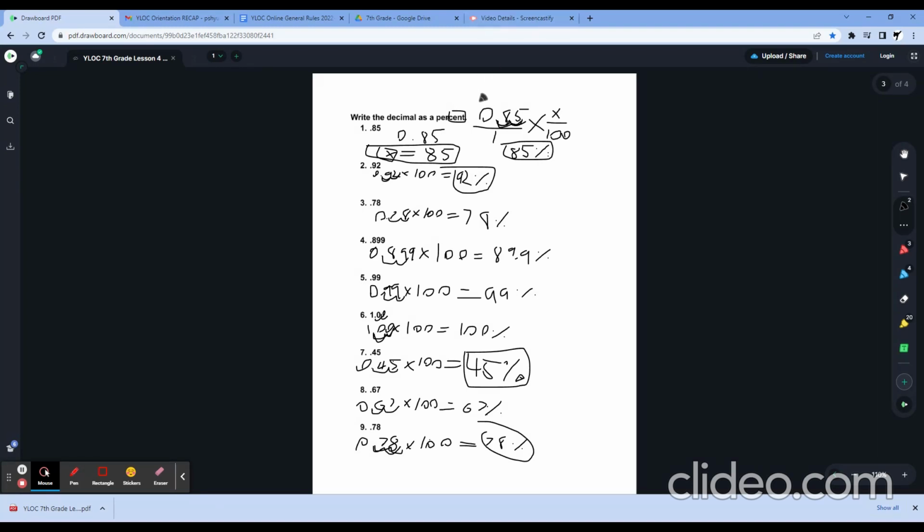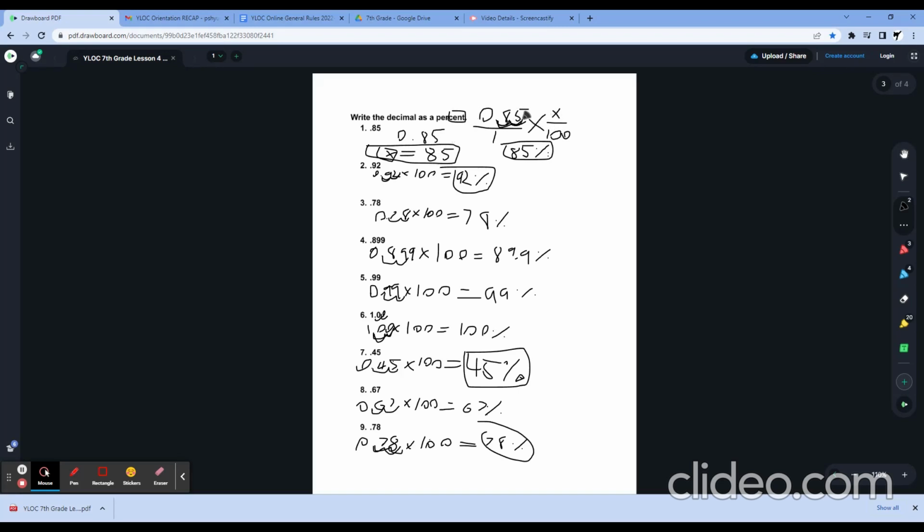So what you want to do for these types of questions is set the given decimal, which is 0.85 in this case, over 1, equal to a fraction where the numerator is x, as this value is unknown. This is what we're looking for, the percent value, over 100. So we just want to cross multiply this proportional relationship. So 1 times x is going to be equal to x. 0.85 times 100 is going to be equal to 85.